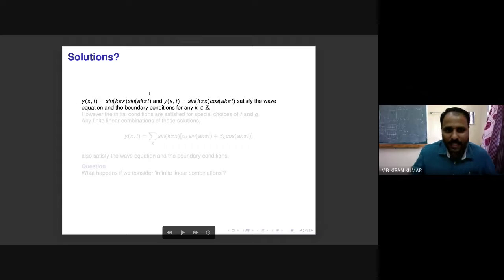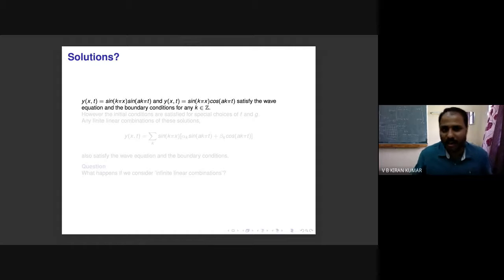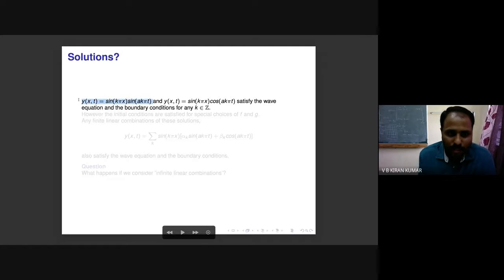So there are several methods to compute the solution, and there are several ways to describe the solution and the physical nature of the solution and so on. Now, let us not go into that aspect, but what we can easily observe is this.